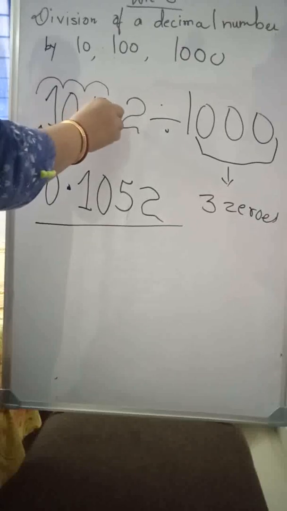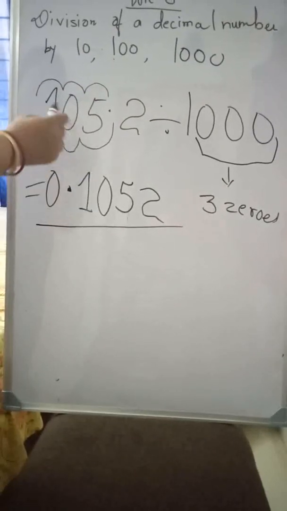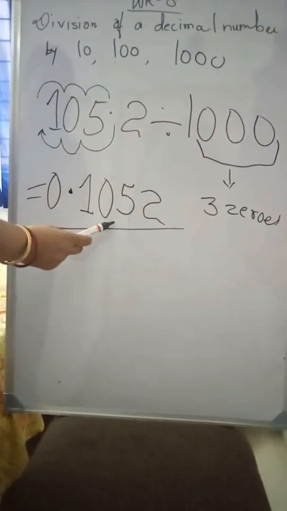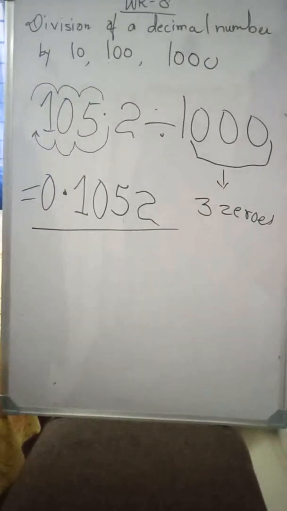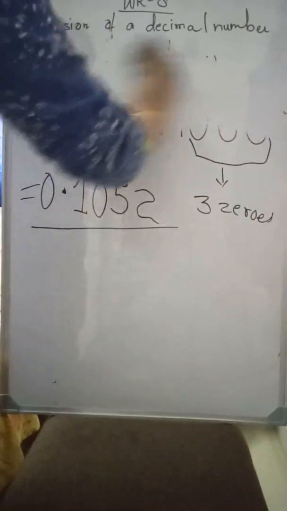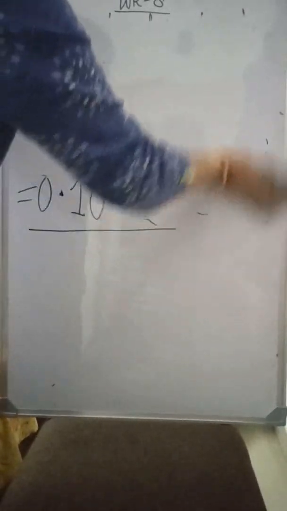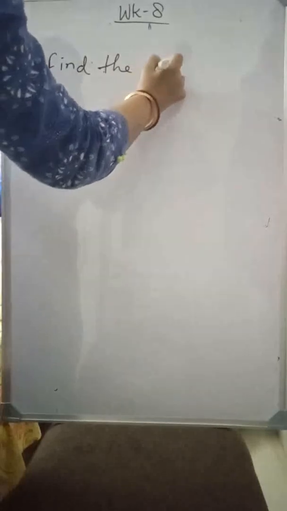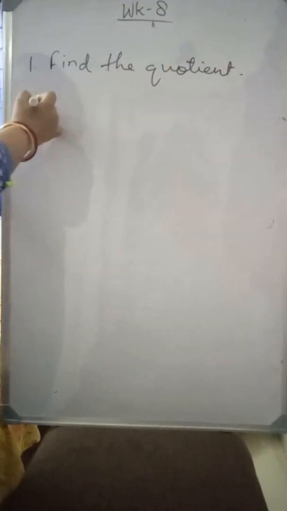Okay. So this is the quotient. This is the dividend, divisor and the quotient. Now come to the point. I am discussing worksheet number 8. In worksheet number 8, question number 1. Find the quotient orally. So please write down the quotient in the copy.